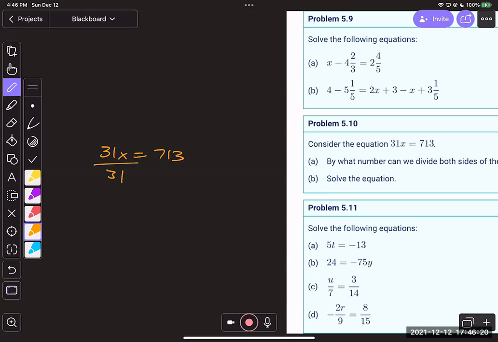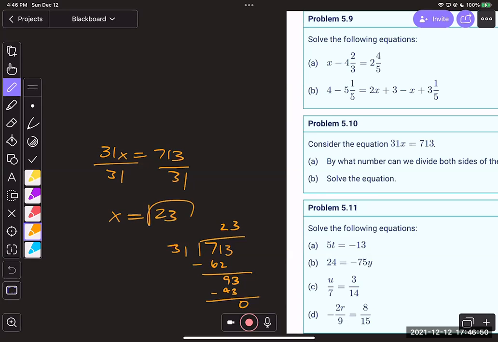But since you did that to the left side, what do you have to do to the right? You need to do the exact same thing. Yeah, that's it. So you have to divide by 31 over here. So this gives you x equals, well, what's 713 divided by 31? 23. Yep. And if you weren't sure about it, that's the way that you would do it.